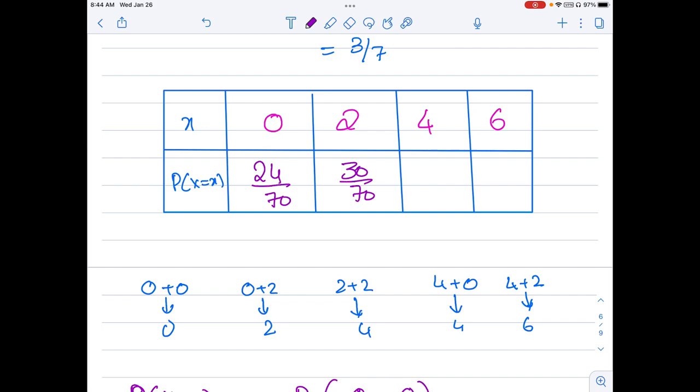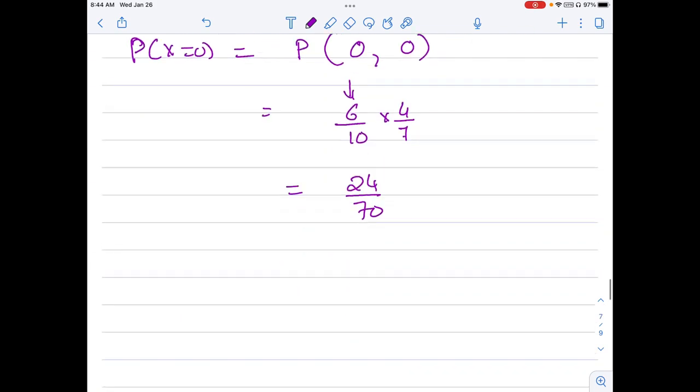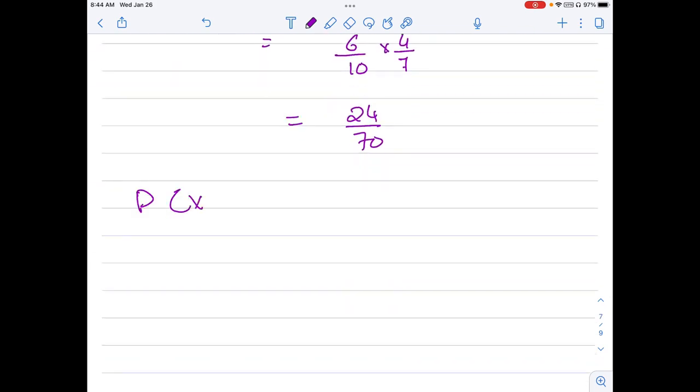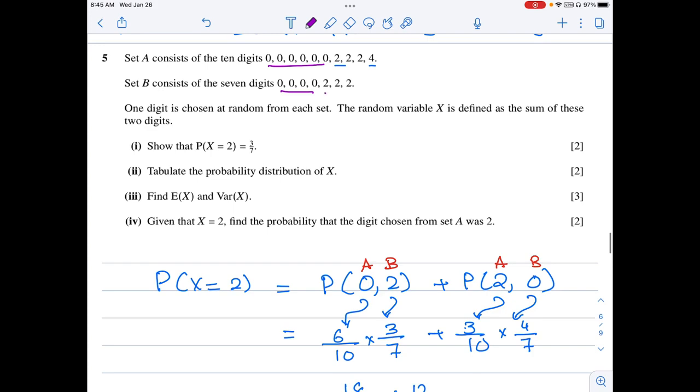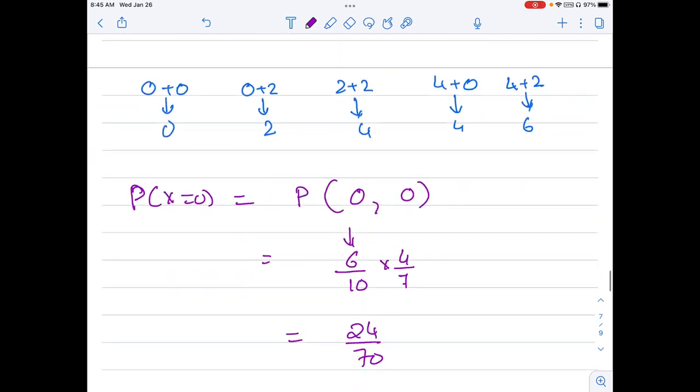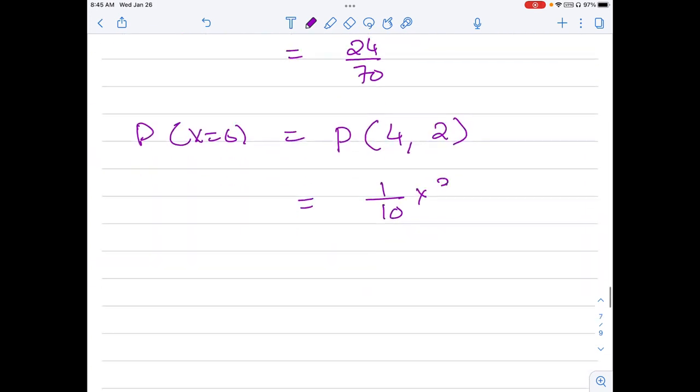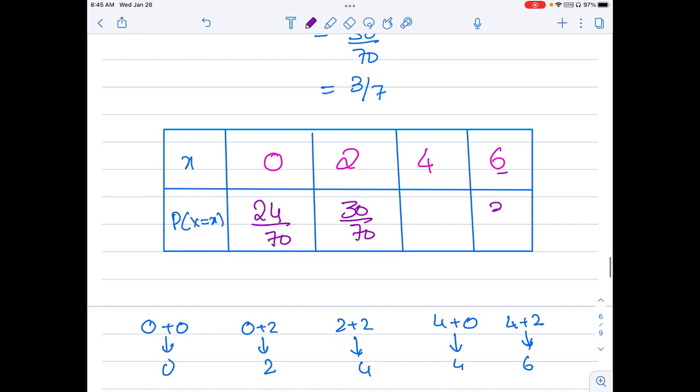So I do the easiest one. Probability of x is equal to 6. How can it be there? It should be 4 from A and 2 from B. How many 4's are there? Only one 4 is there. And how many 2's are there in B? There are 3 2's in B. So 1 upon 10 times 3 upon 7, it becomes 3 upon 70. So I fill it up over there, 3 upon 70.